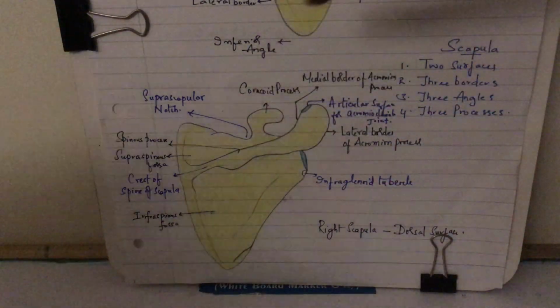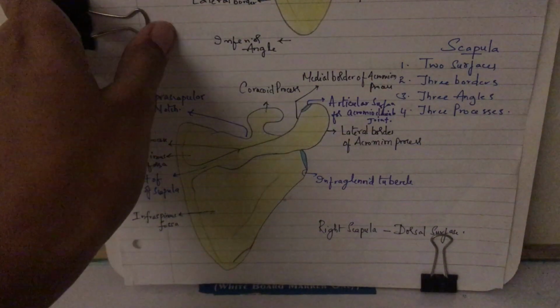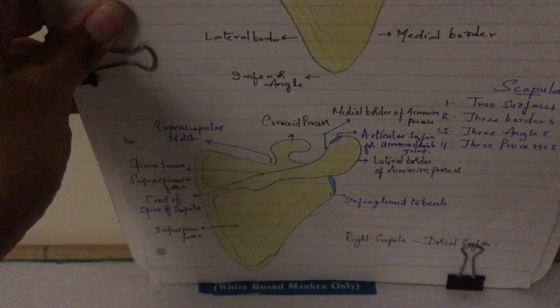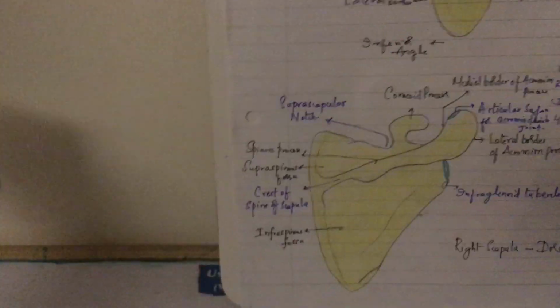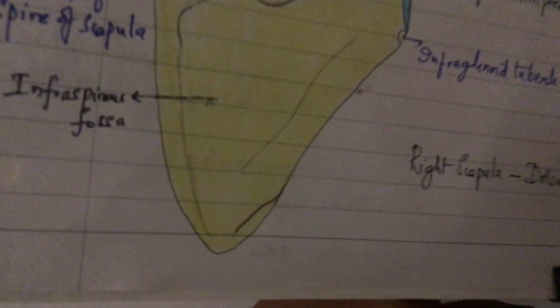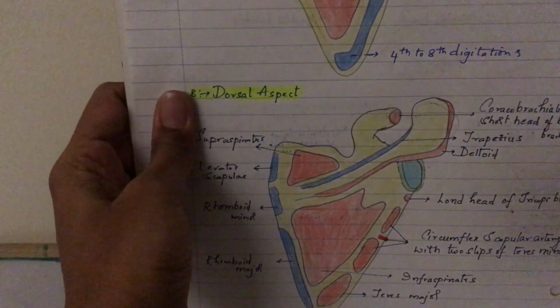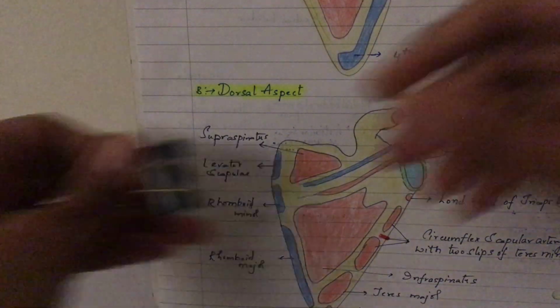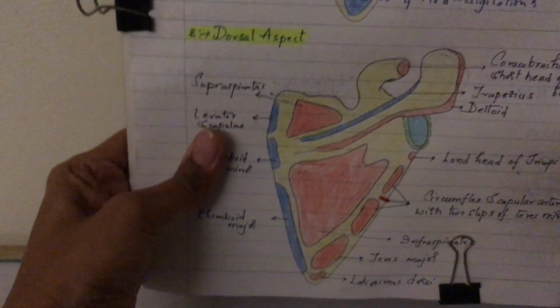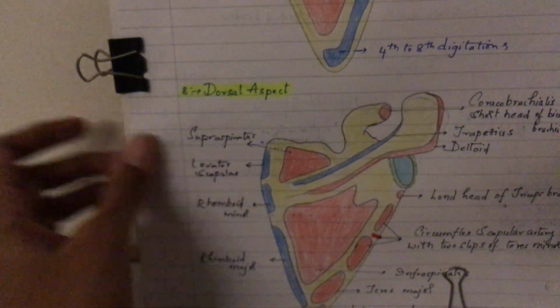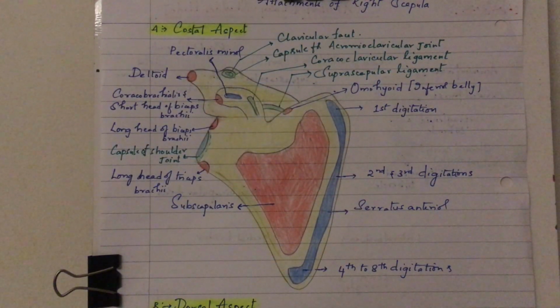Then coming to the muscles. Now we will be learning about the muscular attachments. Coming to the muscular attachments along the costal surface.